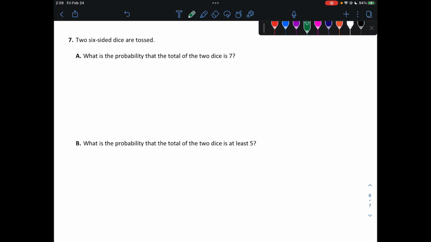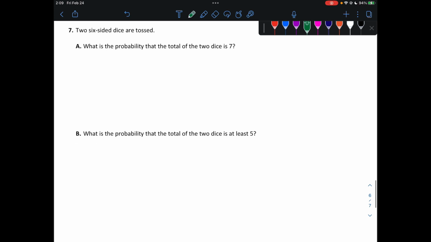2 6-sided dice are tossed. What's the probability that the total of the 2 dice is 7? Okay, so first of all, let's figure out how many different possibilities there are. This is not really a good combination type problem. Let's just try to figure this out. So probability that the sum is 7. If there's 2 dice that both have 6 sides on them, and you roll them both, how many different possibilities could we have of matching up? So there's 6 and 6, that's 6 times 6, that means there's 36 different possible rolls we can have, okay?